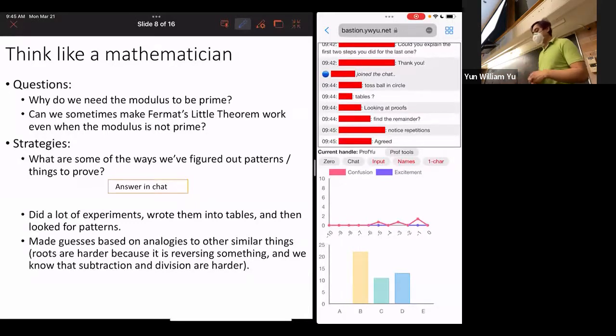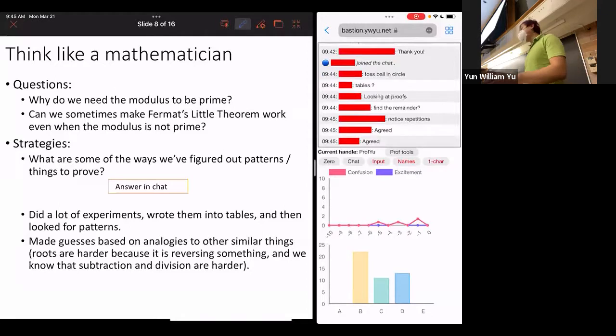So for example, roots are harder because it's reversing something. And we already know that subtraction and division, which are reversing operations, are harder than their analogous forward operations. And so you can make these general guesses as well based on analogies to other things you've done. But the key is that we had all these different methods.